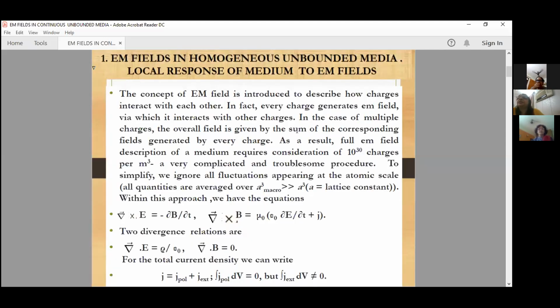So, sir is going to speak on EM fields in homogeneous unbounded media, local response of medium to EM fields. But before I speak about this topic, this is slightly advanced, though of course it's in the syllabus. I would like to ask a few questions from the students. I don't think students mind making a beginning with some simple questions, just to test whether, because they had good lessons from Dr. Rachna Kumar, they are now well aware of certain basics of electromagnetics. So my first question is, how did Maxwell fix Ampere's law?